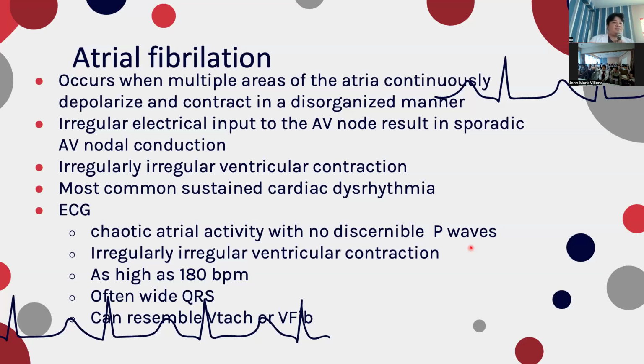It occurs when multiple areas of the atria continuously depolarize and contract in a disorganized manner. Irregular electrical input to the AV node results in sporadic AV nodal conduction. Thus, an irregular ventricular contraction is the most common sustained cardiac dysrhythmia.